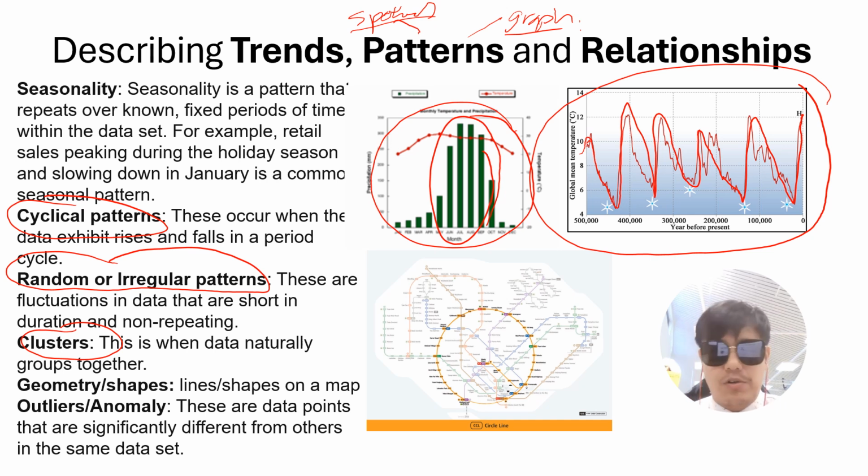All right. Next, we talk about geometry and shapes. Okay, these are also parts of pattern. You can see over here the circle line. The geometry is actually a circle. So you can see that over here, that's how we describe the circle line as a circle pattern, right? Circular pattern. Or there can be shapes. It can be on a line. It can be a triangle, so on and so forth.